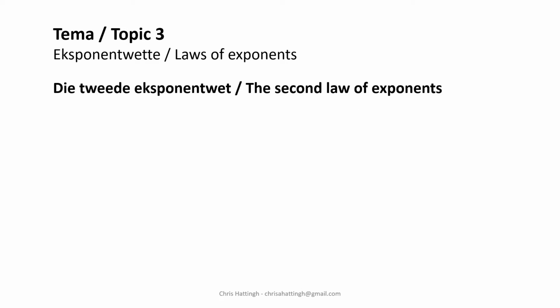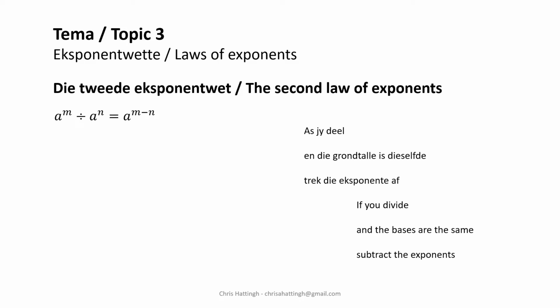The second law of exponents. The second law handles division. When you're going to divide and the bases are the same, you're going to subtract the exponents. So if you got 2 to the power of 10, divide by 2 to the power of 3, the bases are the same, so you're going to say 10 minus 3. So your answer will be 2 to the power of 7.